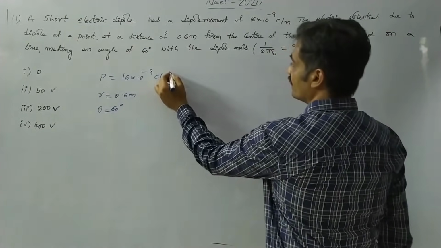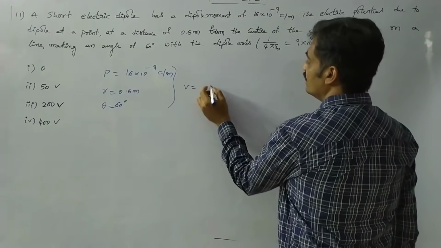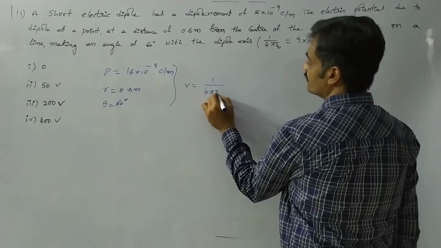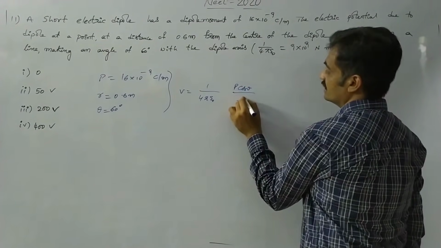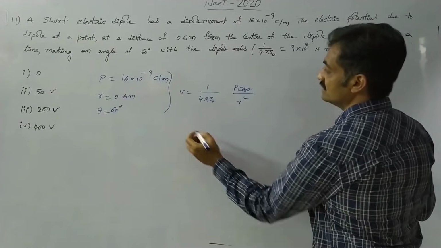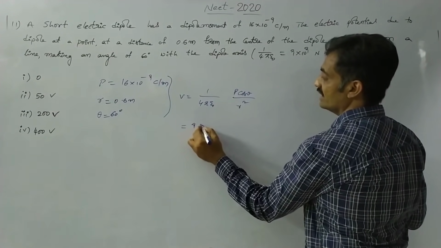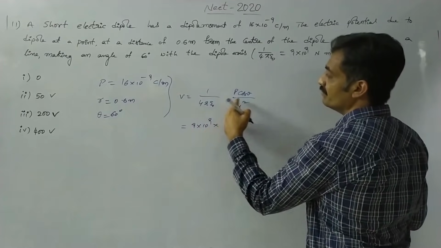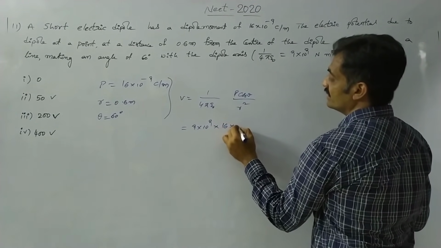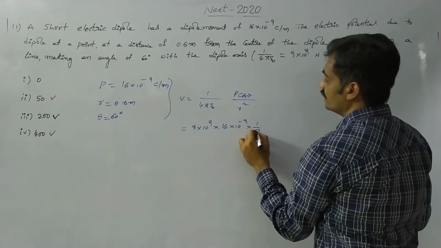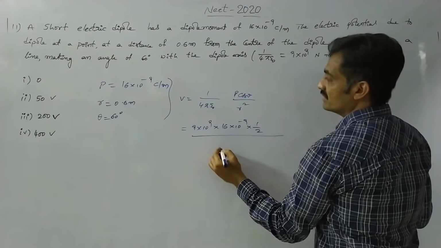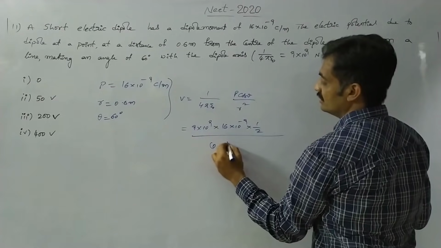And here in order to find the potential, we know that V equals 1 by 4 pi epsilon naught into P cos theta by r square. So if we substitute all these values in this equation, here we have V equals 9 into 10 to the power of 9 into P is 16 into 10 to the power of minus 9, and we know that cos 60 is 1 by 2, by r square, nothing but 0.6 whole square.